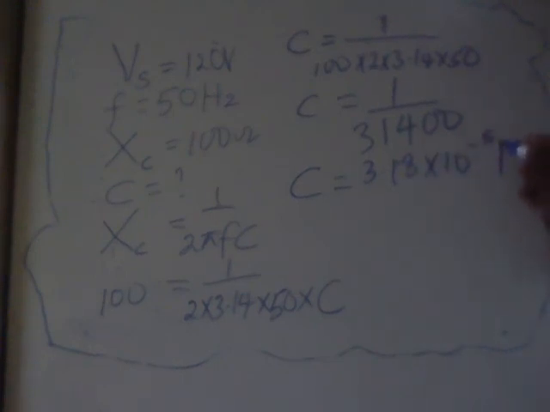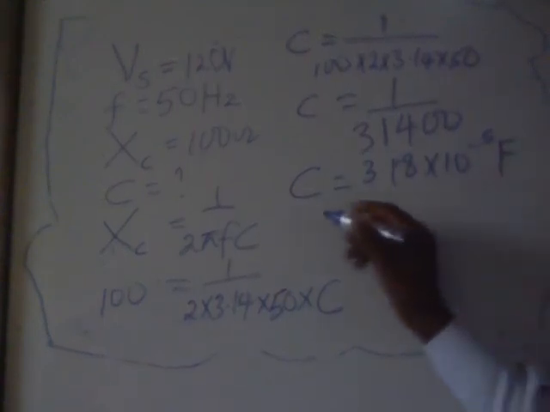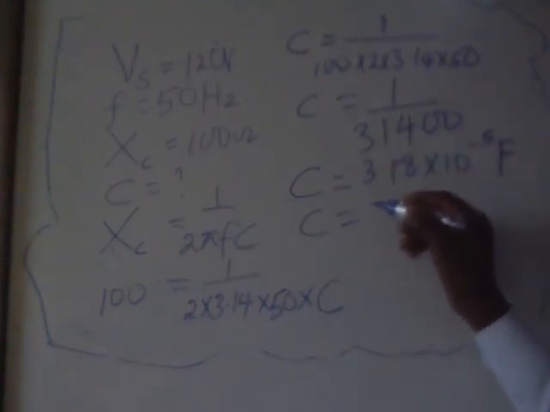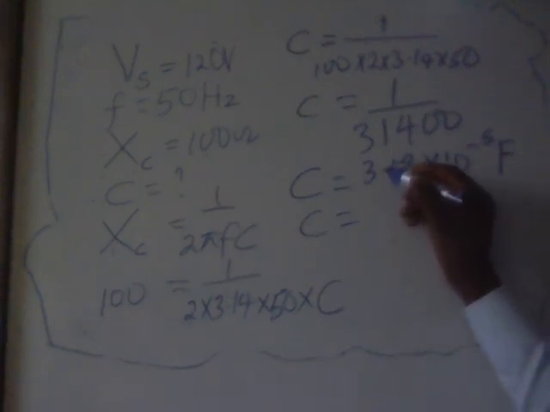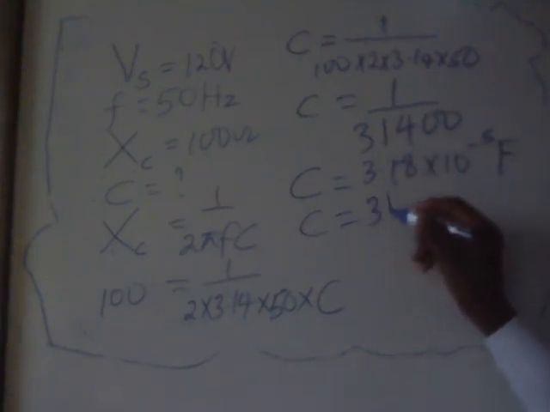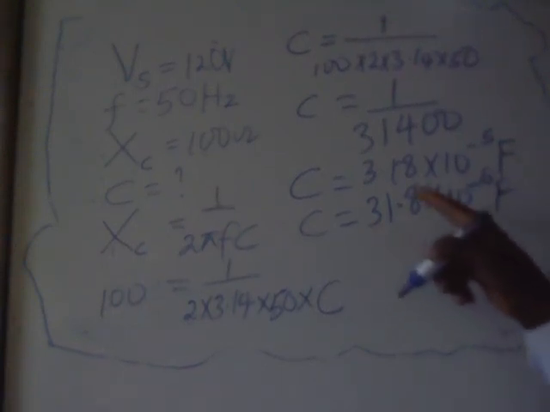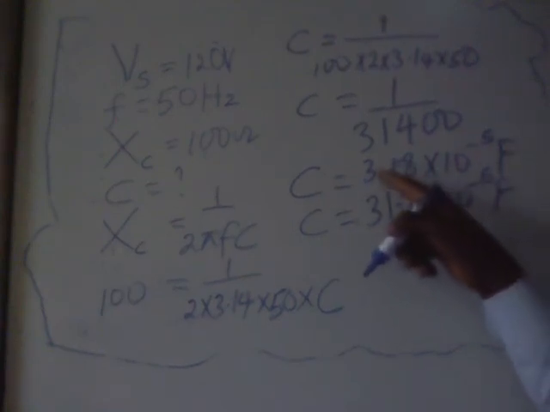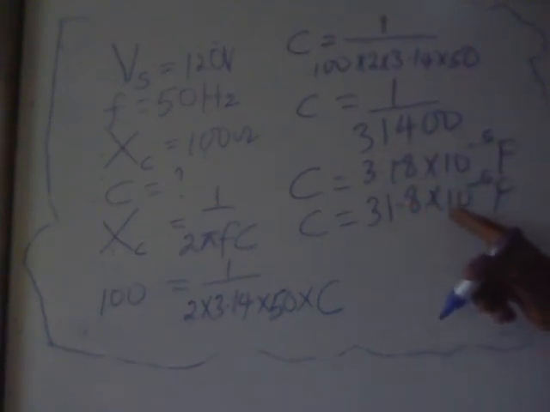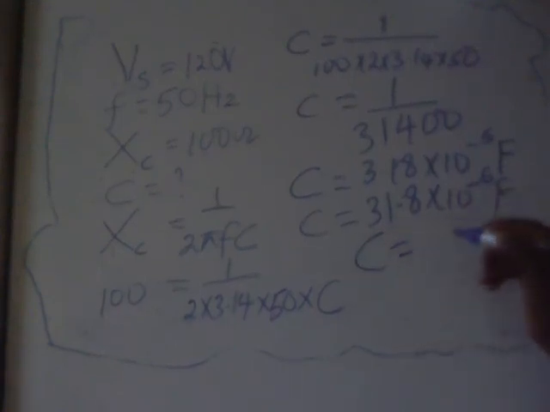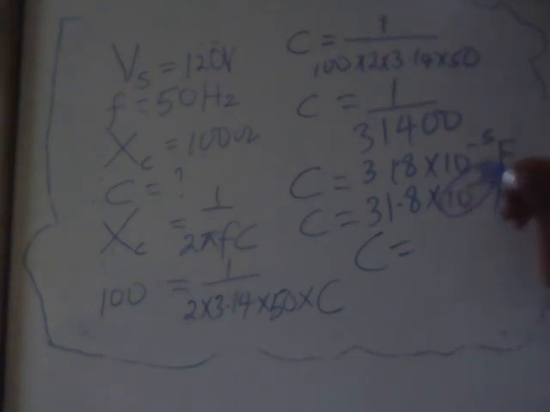Farads. You can convert it to microfarad. Let's convert it: 3.18 times 10 to the minus 5 farad can be taken as 31.8 times 10 to the minus 6 farad. So capital C equals, because 10 to the power minus 6 is micro, 31.8 microfarad.